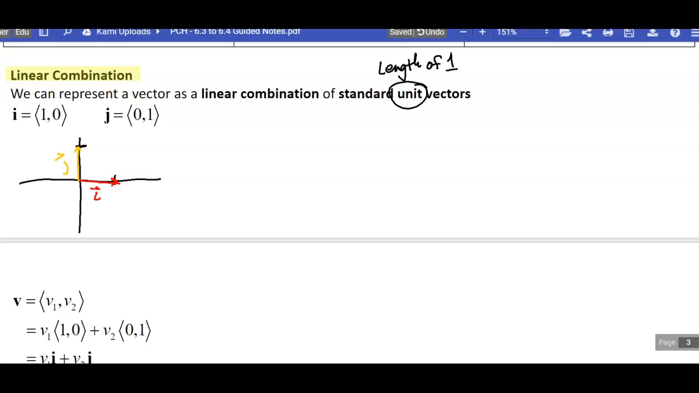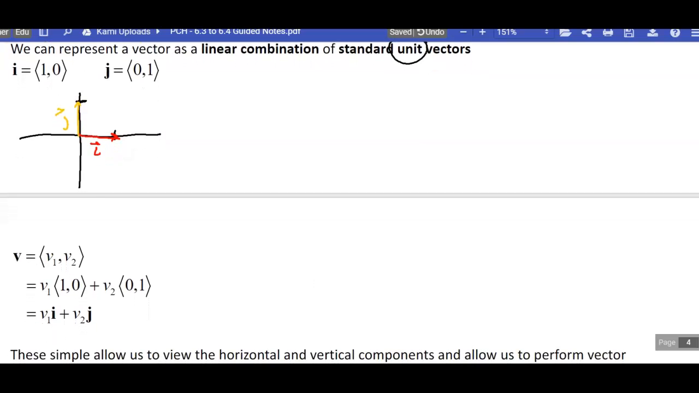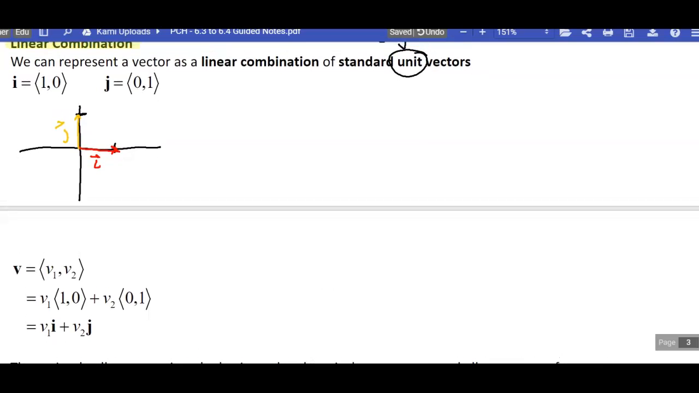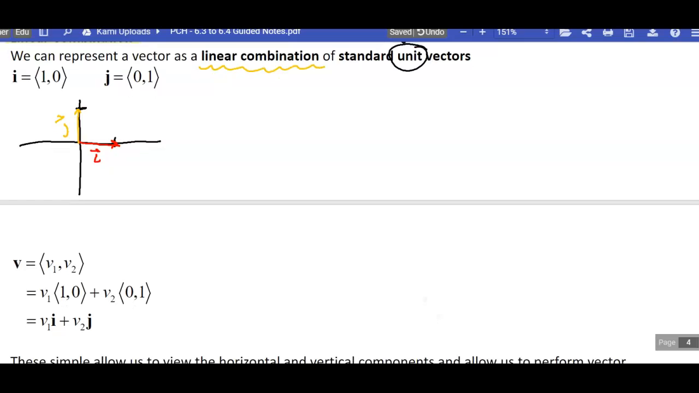Okay, so these are standard unit vectors. i is a 1 unit vector along the x-axis, and j is a 1 unit vector along the y-axis. And what we like to do with these is we like to use these to represent vectors as a linear combination of standard unit vectors.